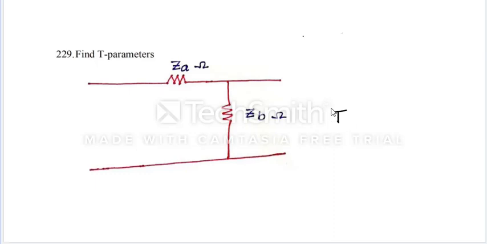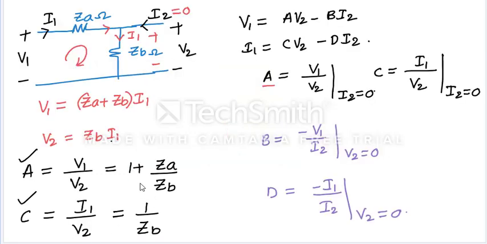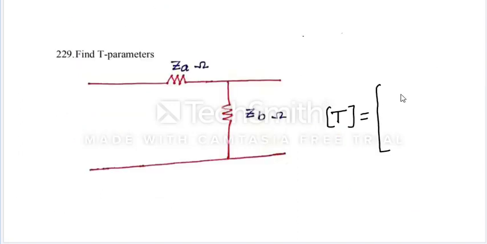The T parameters in this case, you observe this, how we can write. Try to remember this. First one, A. What is A? A is equal to 1 plus ZA by ZB. This is 1 plus ZA by ZB.